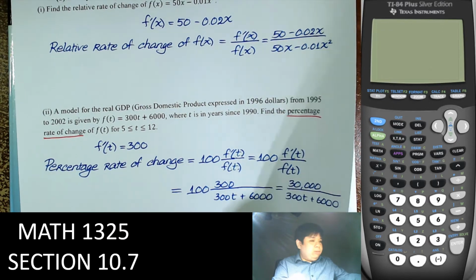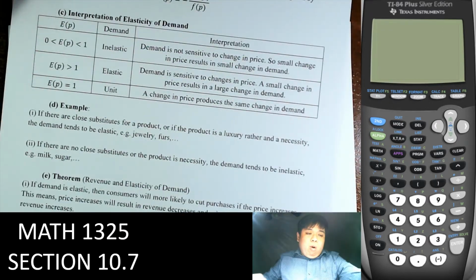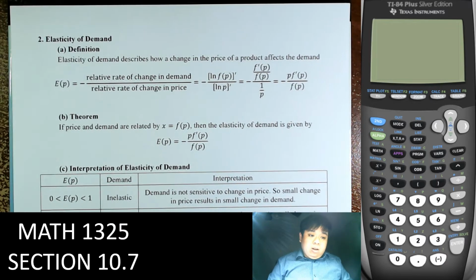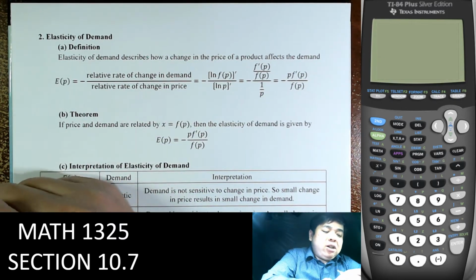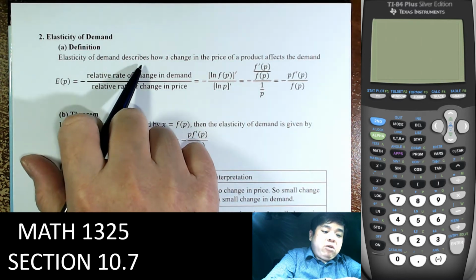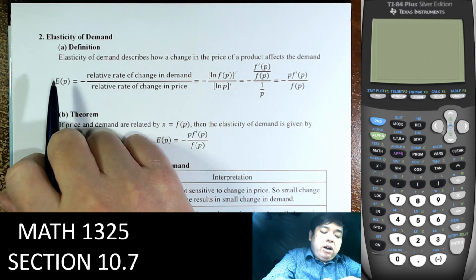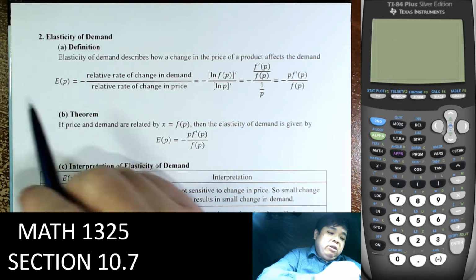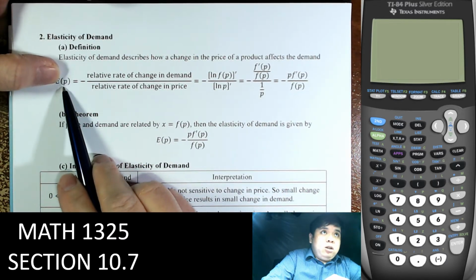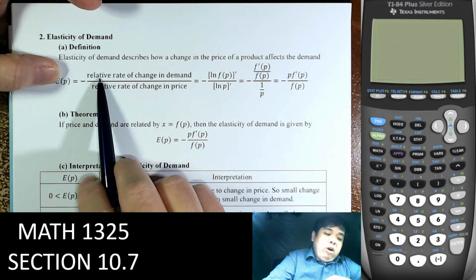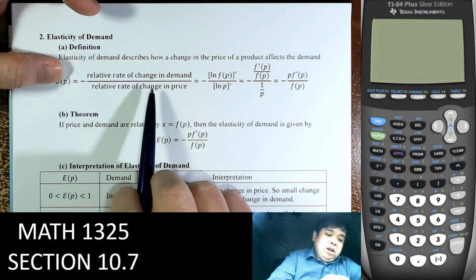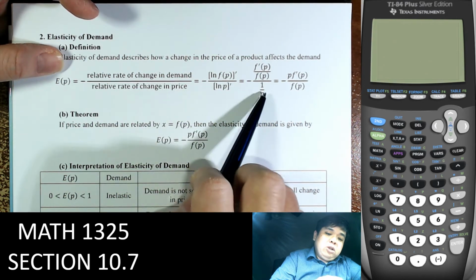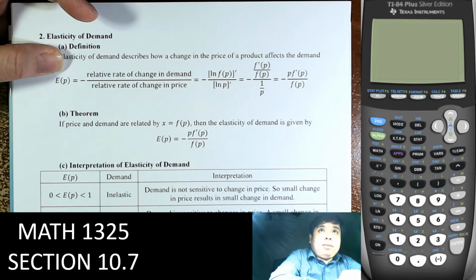Again, very straightforward. Right now, on to the important part of the section, elasticity of demand. Why is that, and how is that important? What we need to know. All right, definition. Elasticity of demand describes how a change in price of a product affects the demand. And we define elasticity of demand based on the price level P as the negative of the relative rate of change in the demand, which is this, over the relative rate of change in price, which is this, where P is the price.